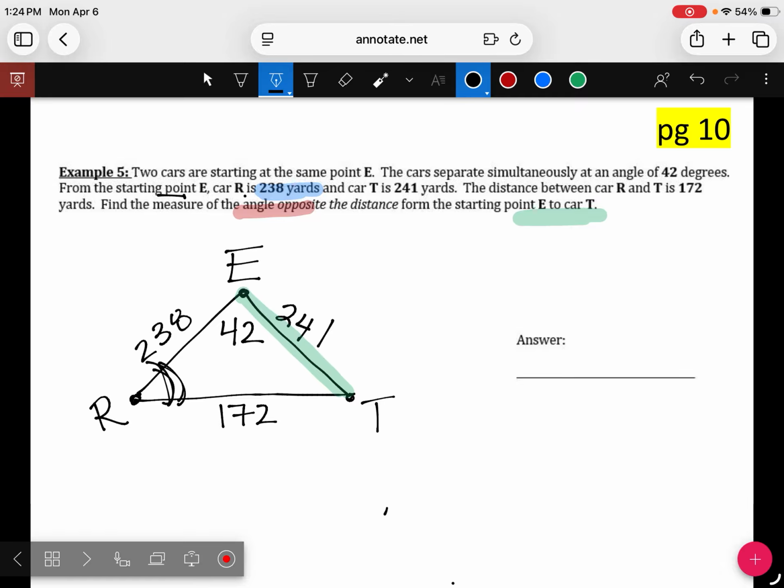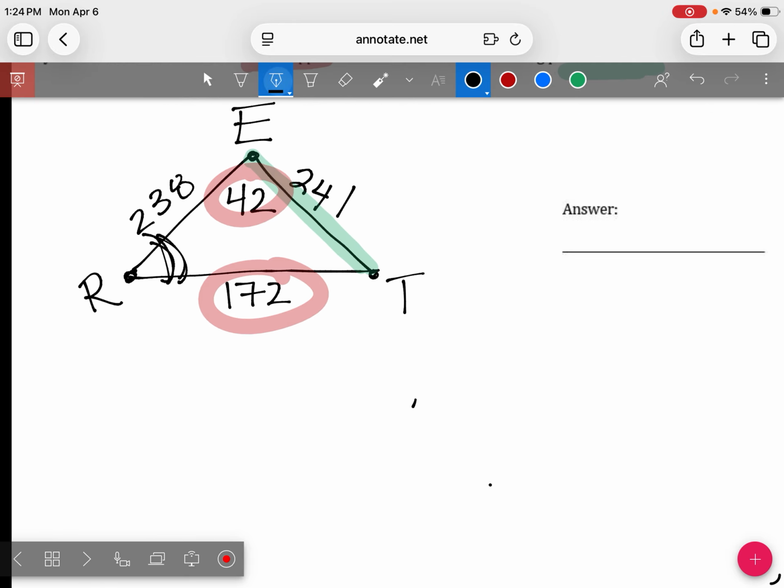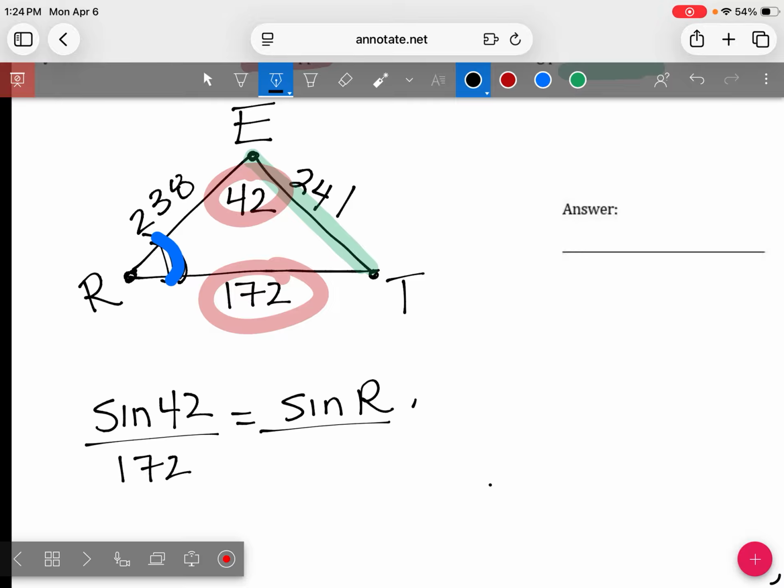So let's set it up. We have a pair. This is the pair we know. So we're going to set it up. So we got the sine of big E over 172. And since I'm trying to find this angle, I'm going to use sine of big R over what? 241 or 238? What side is opposite of big R? 241. All right, let's cross multiply.